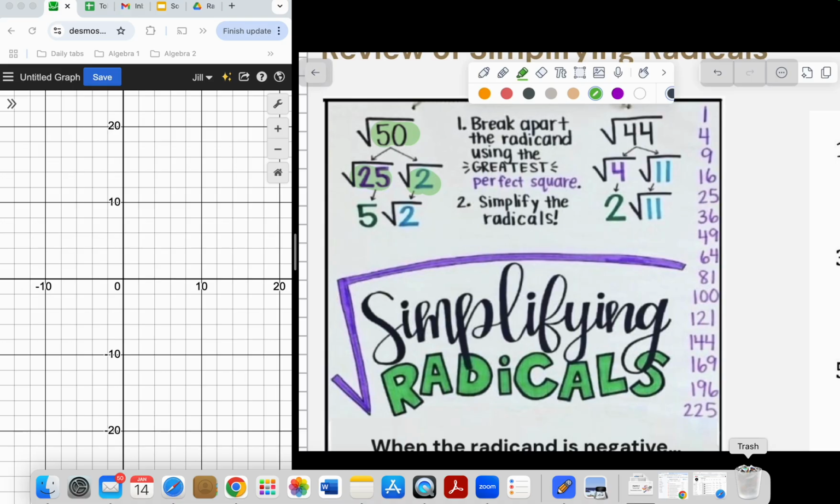We could have broken that up into the square root of 10 times the square root of 5, but that's not helpful because neither of those is a perfect square. So you always want to break it up into a perfect square if possible. And then the square root of 25 is 5, and the square root of 2 does not simplify any further, so it's simply just the square root of 2. So the square root of 50 simplifies to 5 times the square root of 2.